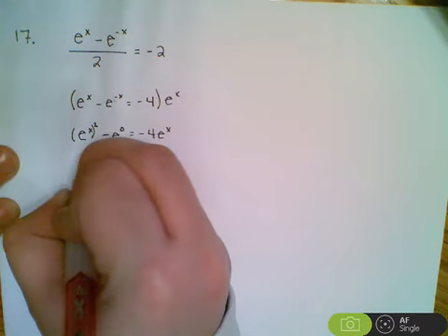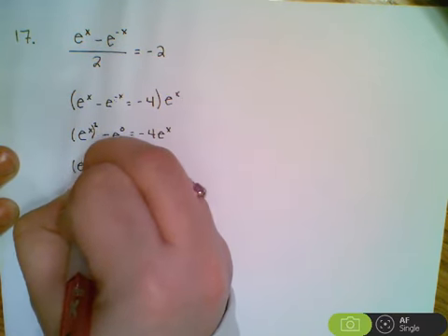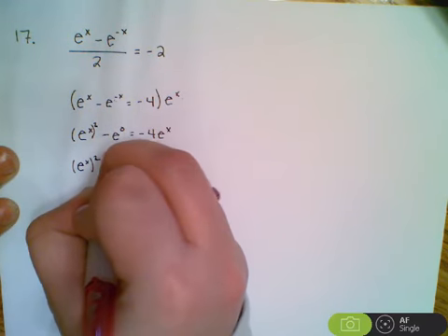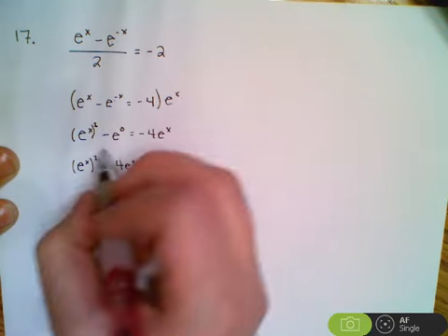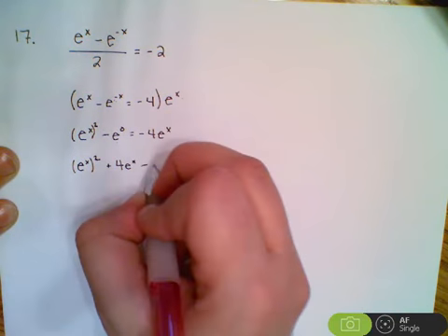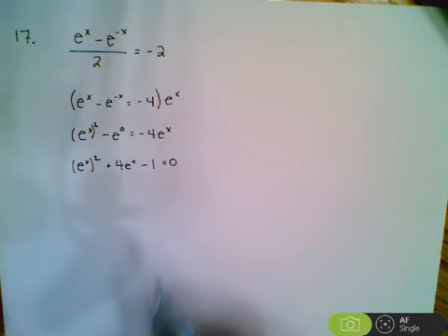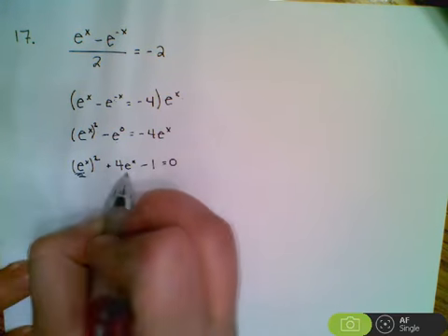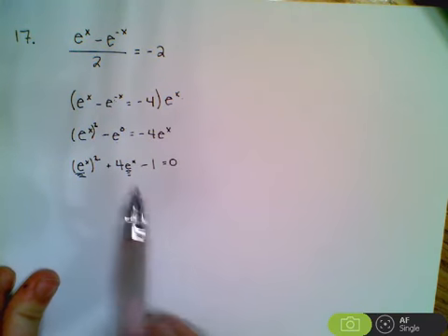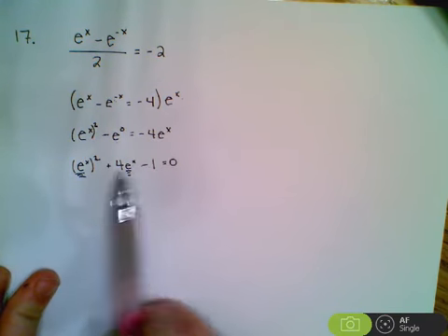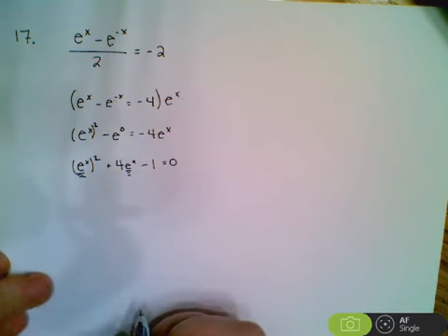So then I'd get e to the x squared. I'm going to add this 4e to the x over. And then subtract, well, e to the 0 is just 1. And all that's equal to 0. So then it's like we have a quadratic where our variable is e to the x. So I'd have to first see if this factors. I have to think, okay, what multiplies up to negative 1 but adds to 4? Well, nothing exists. So since that doesn't exist, we have to use the quadratic formula.